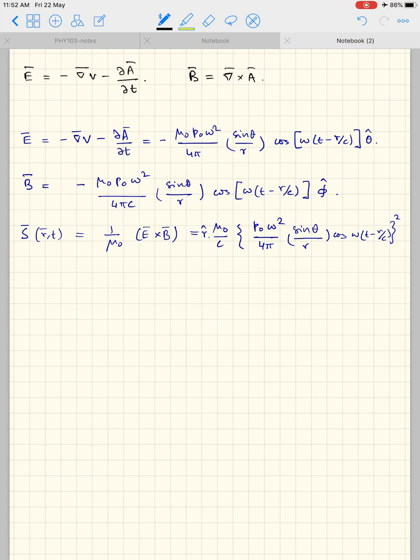We want to find out what the Poynting vector is, and for that you need to take the cross product of E with B. This is again straightforward. I urge you to sit and just get this done.